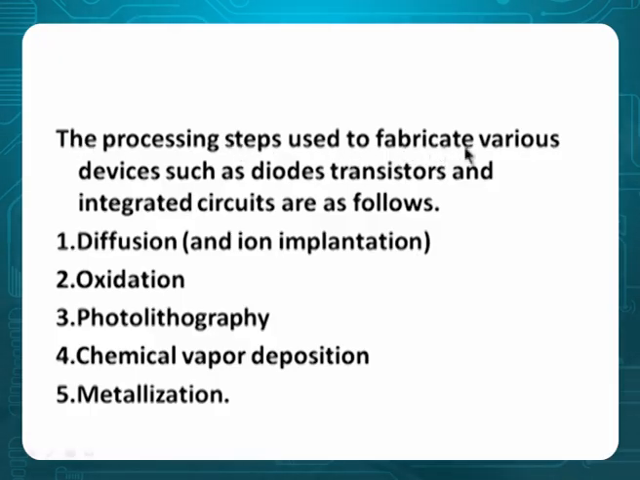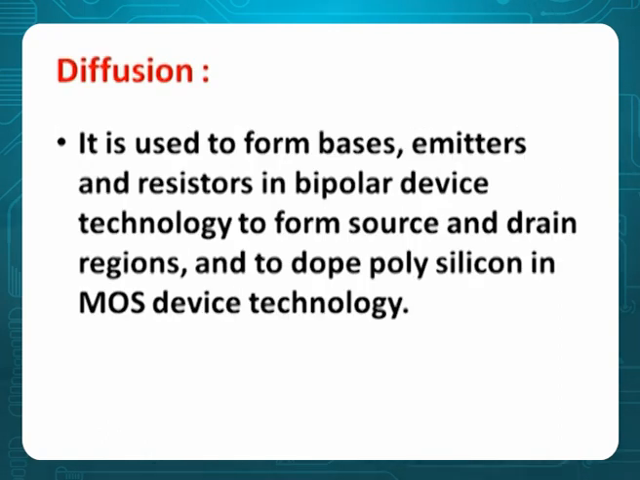Then coming to the technology, the processing steps used to fabricate various devices such as diodes, transistors, and integrated circuits are as follows. Diffusion, which can also be done by an alternative method, ion implantation. Oxidation, photolithography, chemical vapor deposition. Fifth one is metallization. These are the basic steps by which we fabricate devices such as diodes, transistors, and integrated circuits. Now let's understand one by one.